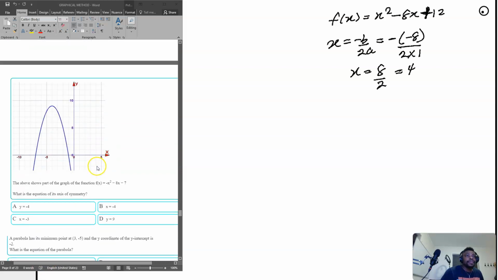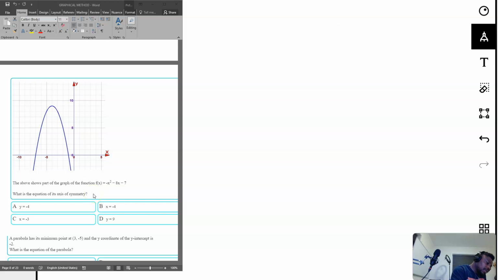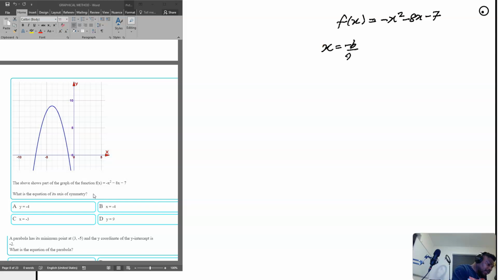Next. So for this one, what is the equation of its axis of symmetry? So we solve it the same way. f of x is equal to minus x squared minus 8x minus 7. So x will be minus b over 2a.